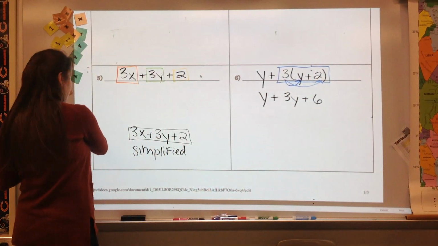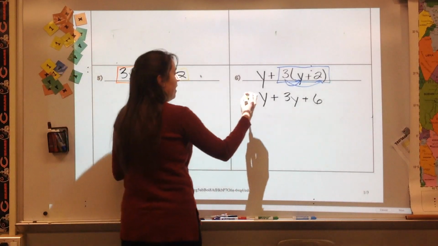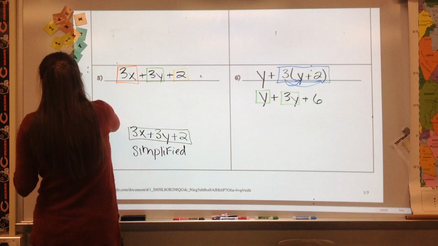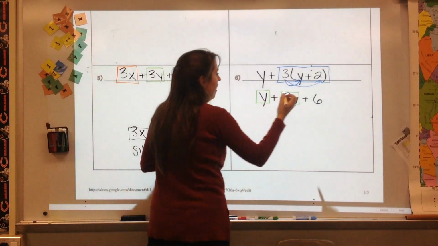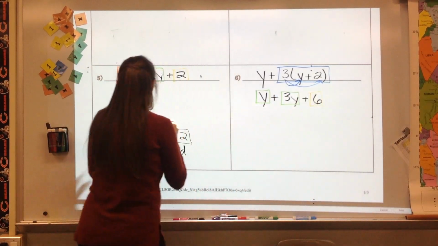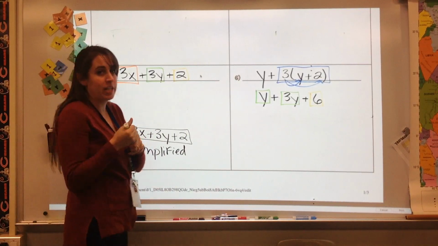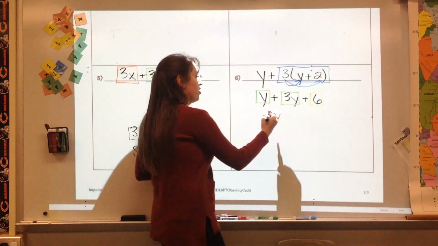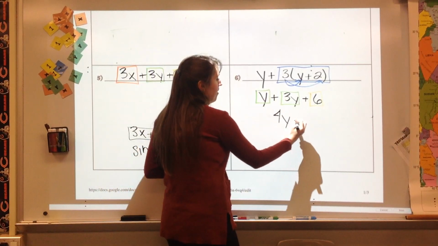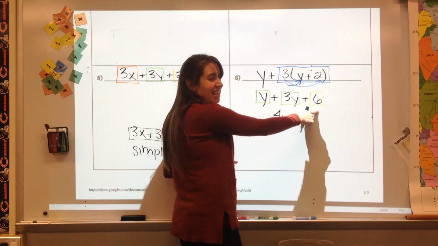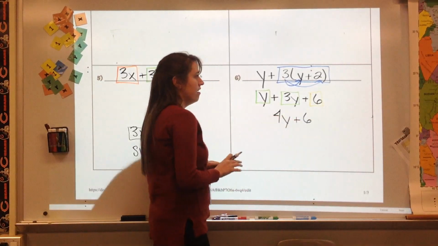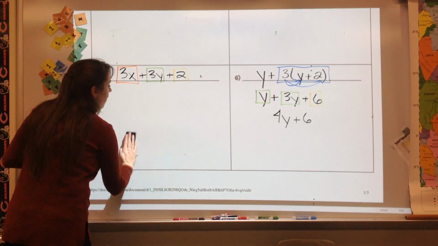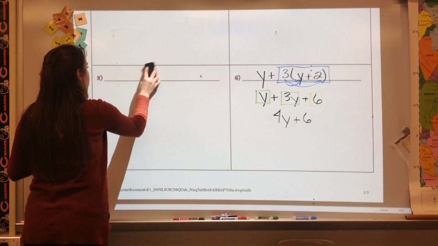Now I'm going to do my highlighting. So I have y's, which I'm highlighting in green. And we have our constants, which we're highlighting in yellow. So do we have any like terms to combine here? Yeah, we have a y and 3 more y's, which is a total of 4 y's, plus this constant has nothing else to combine with, so just plus 6. Let's do a couple more with that distributive property in there.